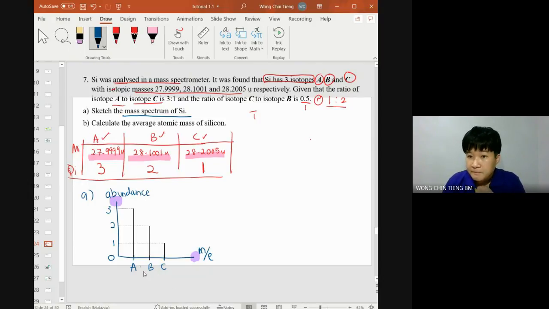Boleh? Boleh label sekali dengan isotopic mass of A is 27.999 U, B is 28.1001 U, C is 28.2005 U. Any problem with the mass spectrum? Everybody full marks?